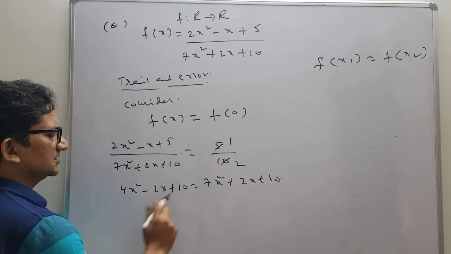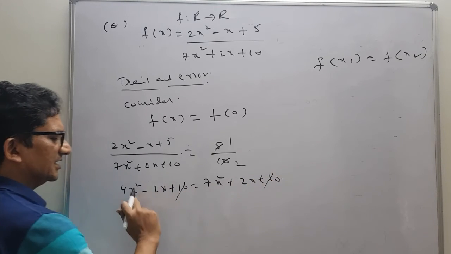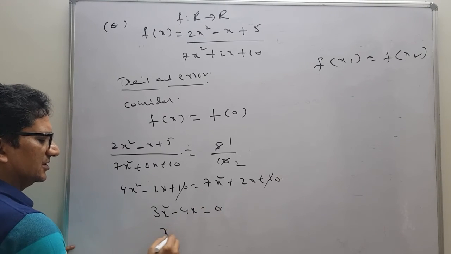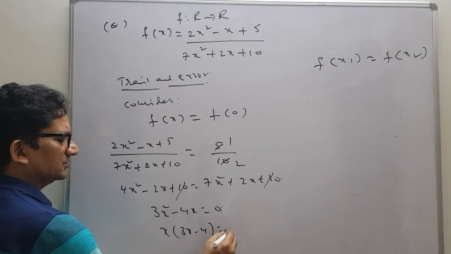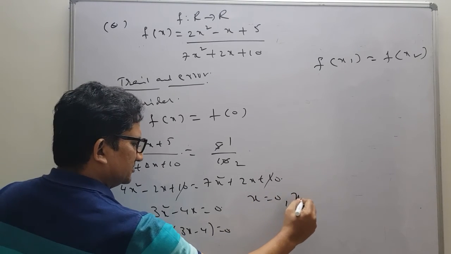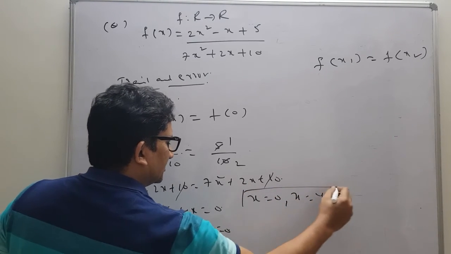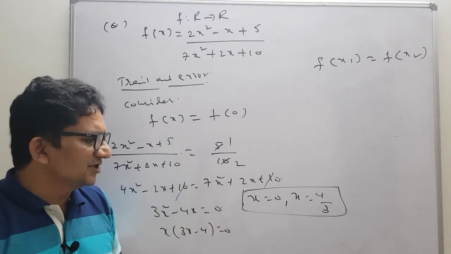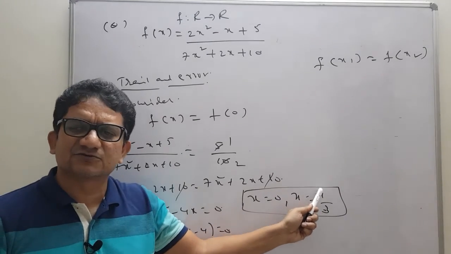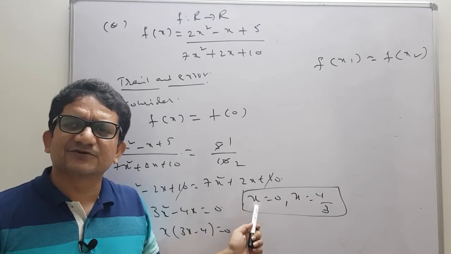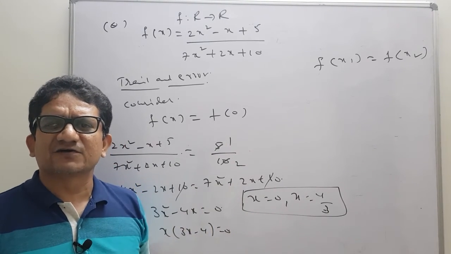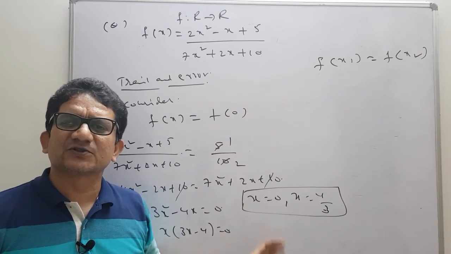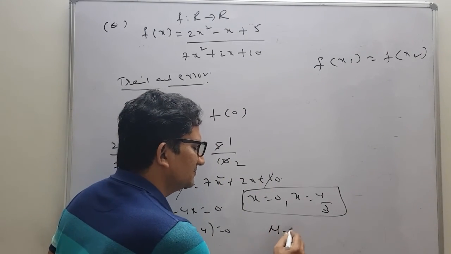So here, simplification, okay, correct. So 10 gets cancelled. We will write all the terms on one side. Then we will get 3x square minus 4x equals to 0. X common, we will get x times 3x minus 4 equals to 0. That means we are getting x equals to 0 and x equals to 4 by 3. So that means when we take f of x as f of 0, the inputs we are getting are x equals to 0 and x equals to 4 by 3. That indicates when you substitute x equals to 0, we get the f of 0 value, and x equals to 4 by 3 also gives f of 0. Two inputs, one output, then we can declare that the function is many to 1.